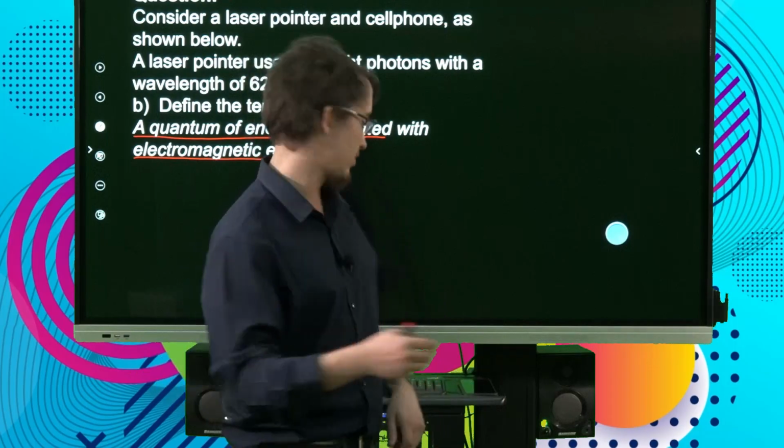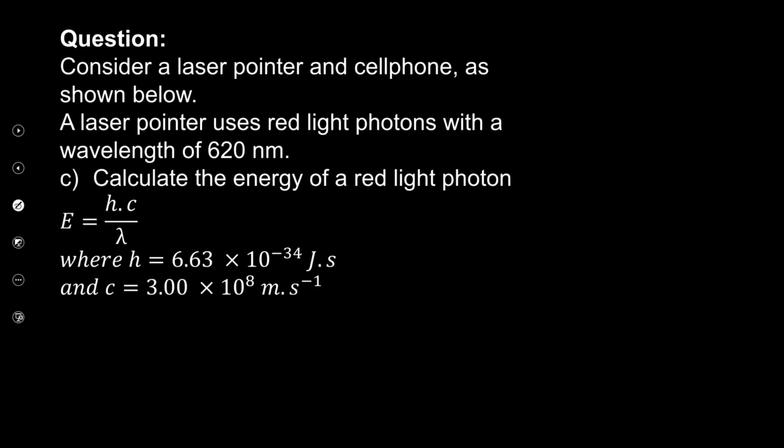Let's go further. Part C of this question says, if the laser pointer uses light of wavelength 620 nanometers, we need to calculate the energy of a single photon of this red light. So how are we going to do it? Just like we've done in the past, we're going to use our formula E = hc/λ, where h is Planck's constant and c is the speed of light. Let's move straight to the calculation.